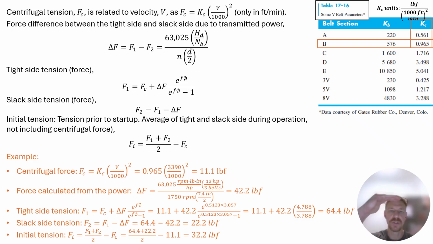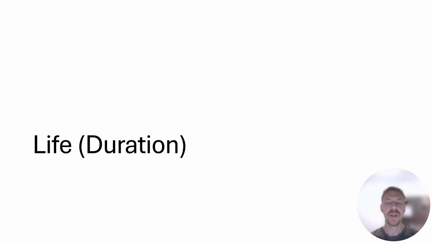So that initial tension is going to be the same on the tight side and the slack side because it's initial, it hasn't started up yet. It's not pulling, it's not producing torque through that belt yet. So now we have our 5 different values of force. Now we're ready to calculate the life in terms of number of passes or number of hours for this belt.